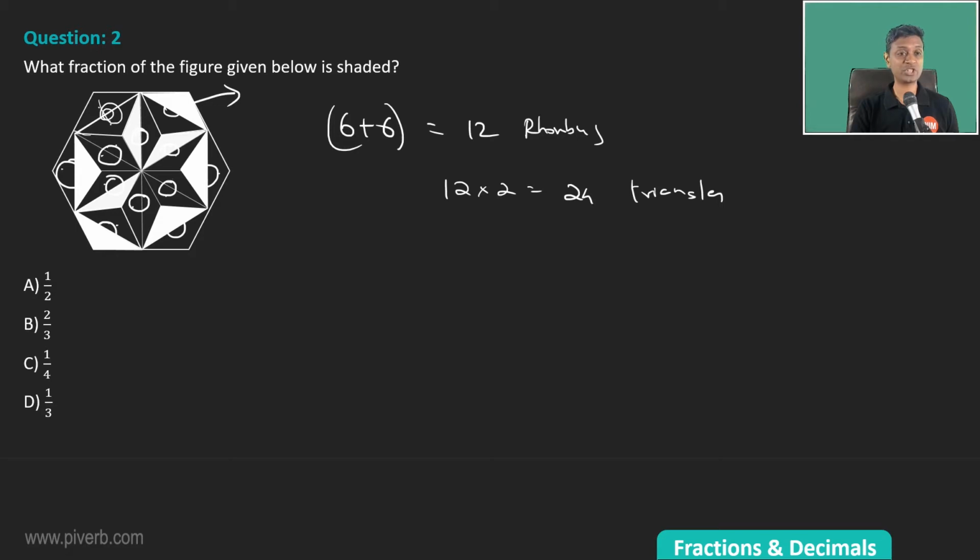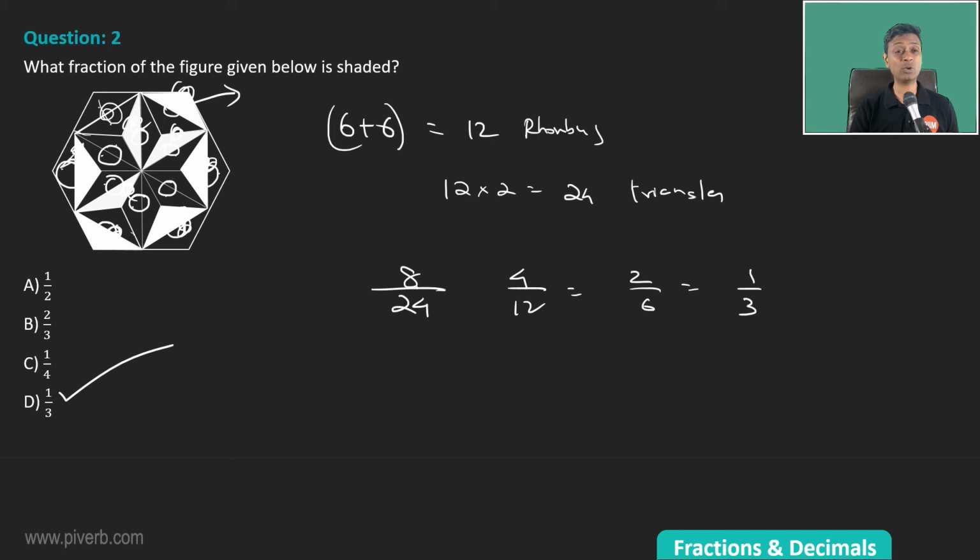Right? So how many are shaded? This we just have to count. 1, 2, 3, 4, 5, 6, 7, 8. Out of 24, 8 are shaded. 8 by 24, which is 4 by 12, is 2 by 6, or 1 by 3. 1/3 of the figure given below is shaded.